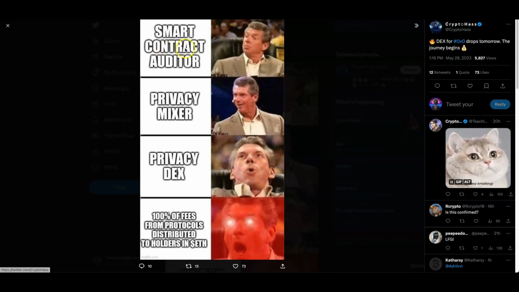You've got the smart contract auditor, privacy mixer, and the privacy DEX, and 100% of the fees from the protocols are distributed to the holders in ETH, right? So this is having a lot of people very excited right now, because the DEX has actually been hinted at for a while now, and it seems like people believe it is going to be coming out tomorrow. So if you guys don't know what 0X0 is, let's get right into it.